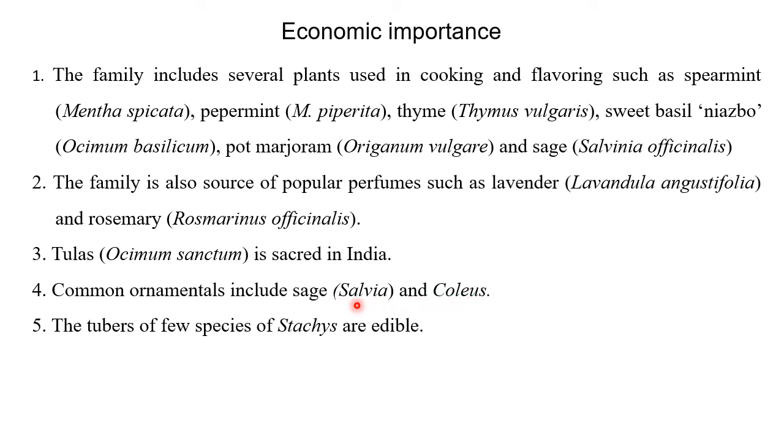Don't confuse this Salvia with Salvinia. Both plants are there in this family, and coleus is also there, which can be grown as an ornamental plant in gardens. In the very second slide, you have seen an image of this plant. The tubers of a few species like Stachys are edible. So these are a few of the economic importances of the family, and in this way we have finished this family.